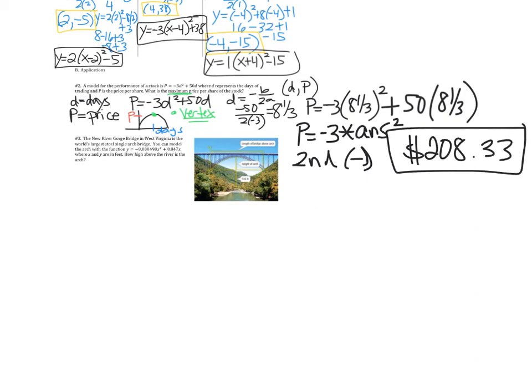Okay? So do this with me. Do negative 3 times answer. So hit second negative, and then don't forget to square it. So the squared button. Plus 50 times the answer again, second negative. It's just so you don't have to plug 8 1/3 in. It's just a nice way to do it. And hit enter. And so the price of the stock at maximum price would be $208.33. Okay? And that happens at 8 1/3 days, but they just wanted the maximum price.